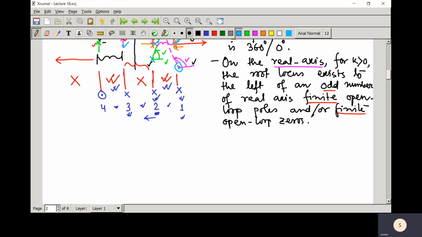So now let us see the fourth rule, that is centroid and asymptotes. What is that, centroid and asymptotes?